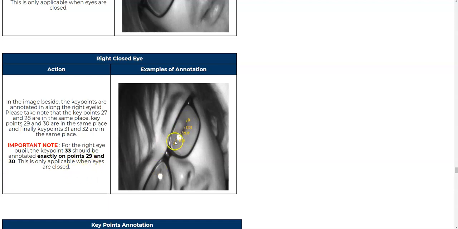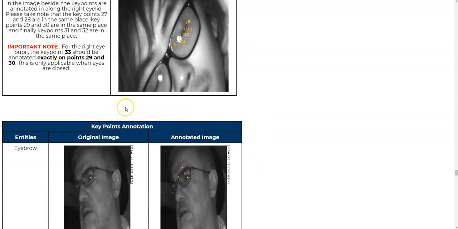So here we'll annotate 25, 27 and 28 at the same point, 29 and 30 at the same point, 31 and 32 at the same point. And when we are required to annotate the eye pupil from the right eye, you'll place key point 33 on top of key points 29 and 30. So after the annotation, you'll have key points 29, 30 and also 33 annotated at the same place. This is only for closed eye scenarios.